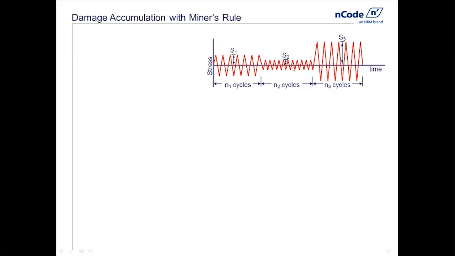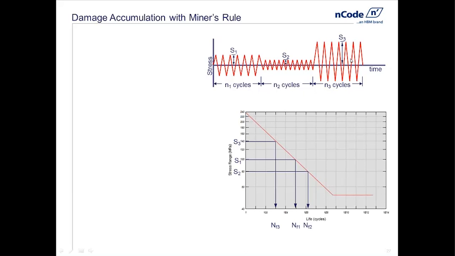Each one of those cycles we can look up and see for cycle size S1, it's allowed to happen that number of times. That looks like about 50,000 cycles to failure. We call that NF1. It actually happened 1, 2, 3, 4, 5, 6, 7 times. So we're actually like 7 50,000ths of the life used up just by that little block. Likewise, we can perform similar calculations for this and for this.